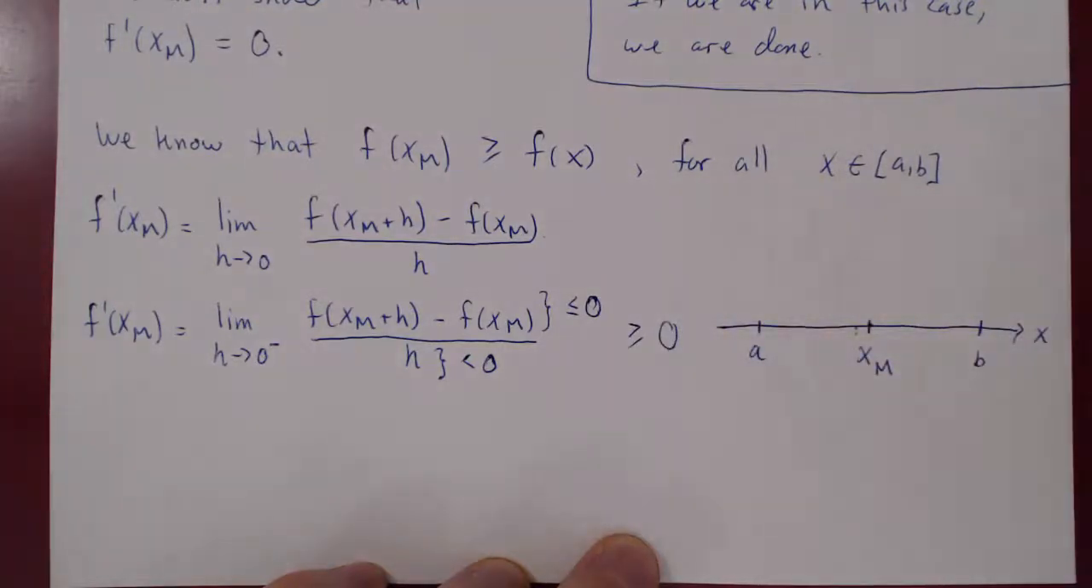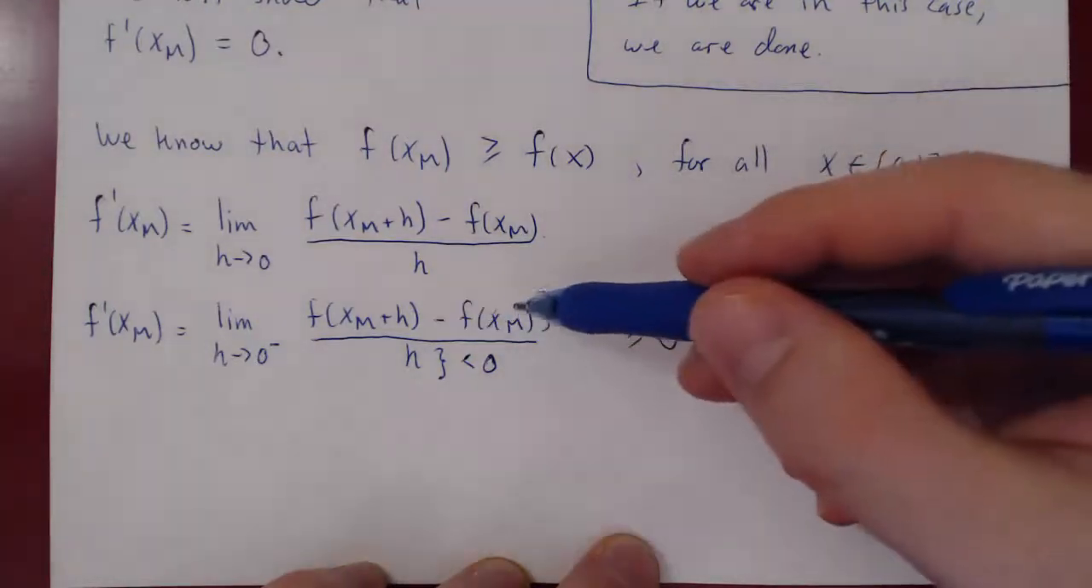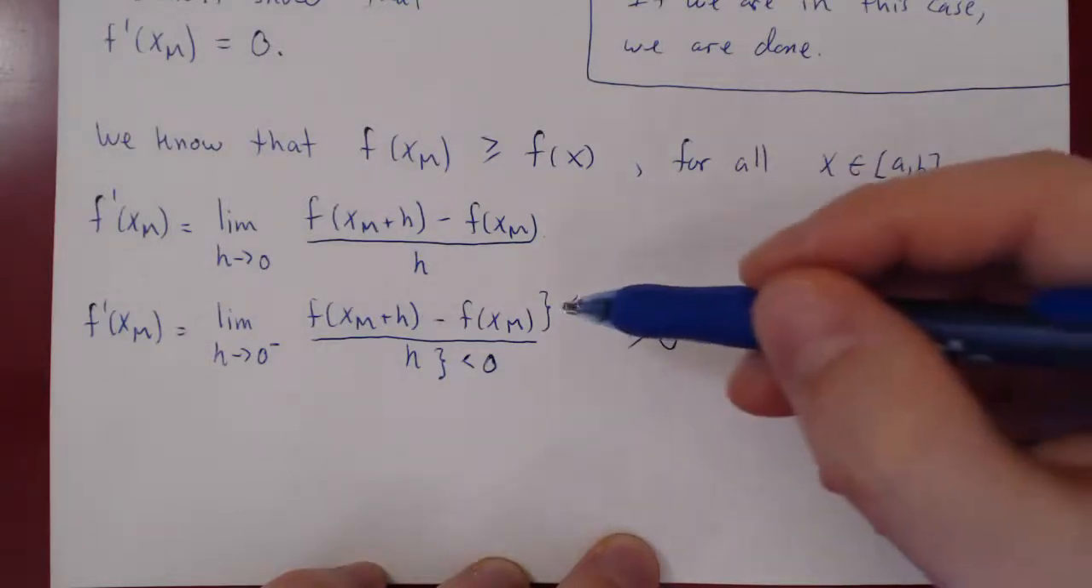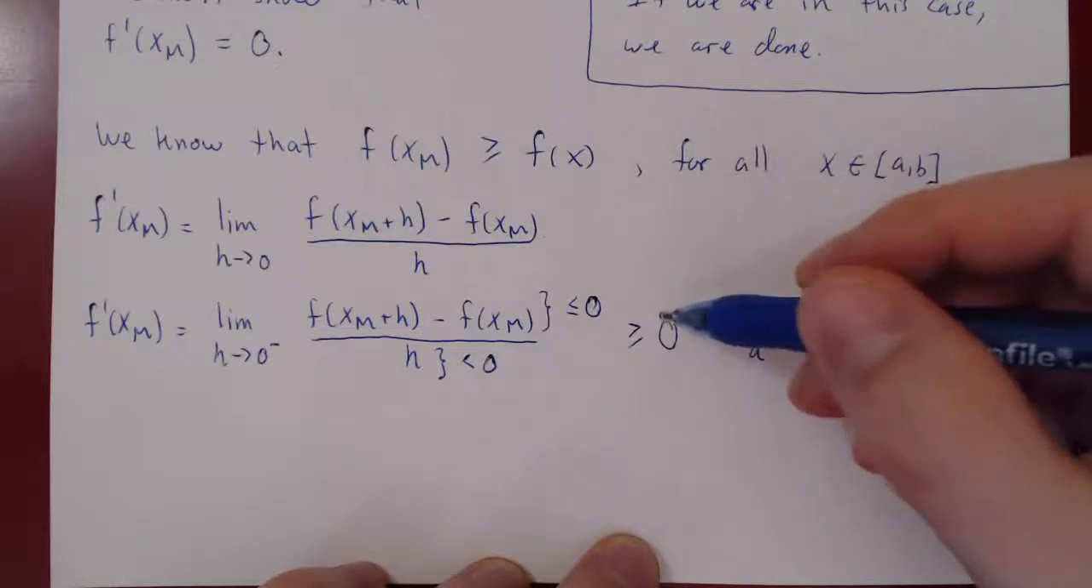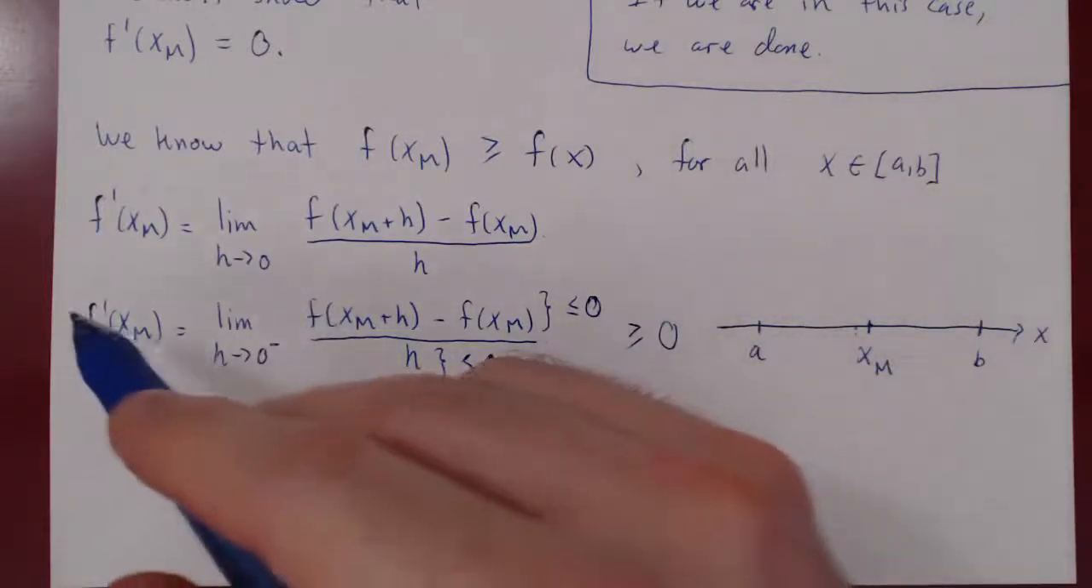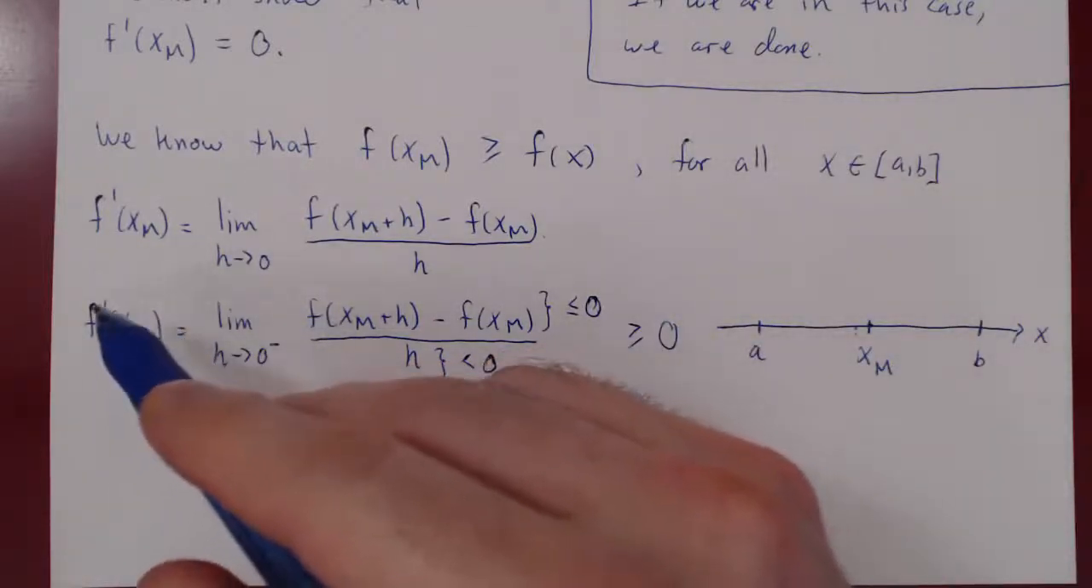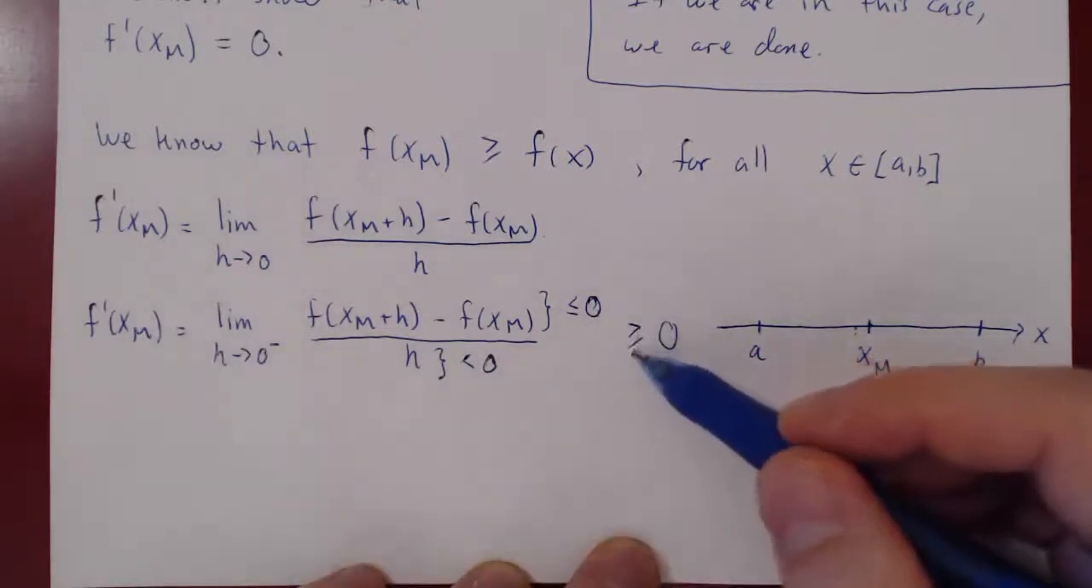Think of it this way. Either the top is 0, in which case the derivative is 0, or the top is strictly negative, but then you have a negative over a negative, that is a positive. So from the left we get that the derivative of the function at its absolute maximum has to be at least as big as 0.